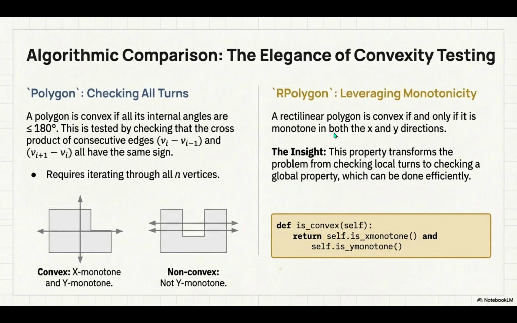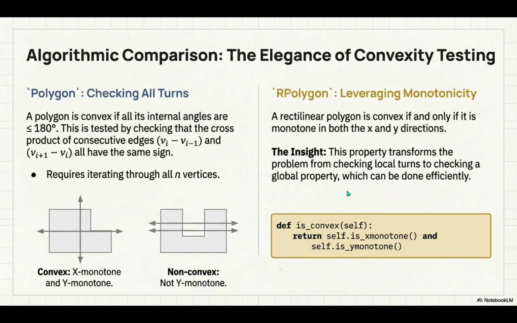Okay, think of it this way. Imagine running a vertical line across the shape from left to right. If that line ever enters, leaves, and then re-enters the shape, it's not x monotone. Ah, so a simple rectangle is x monotone because the vertical line only slices through it once. Right, but a U shape is not x monotone because that line would cut through 3 times. And our polygon is convex if and only if it's monotone in both the x and the y directions. So you're replacing n angle calculations with 2 quick checks, one sweep horizontally, one vertically, to see if the shape is simple enough.